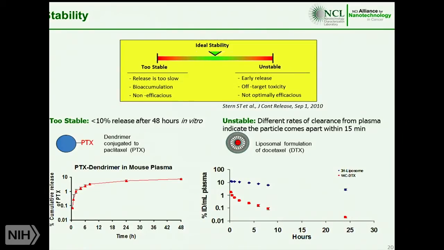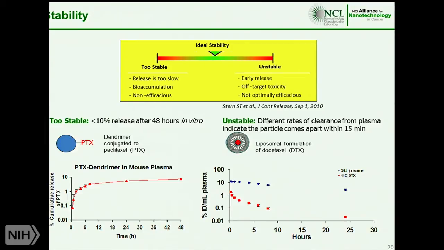This slide is prepared by my colleague at NCL, Dr. Steve Stern, and the main idea of this slide is to show that nanoparticle stability is very critical to achieve very good drug delivery and good efficacy in terms of cancer therapy. If nanoparticles are too stable, these particles do not release the drug or release the drug very slowly. As a result, they are non-efficacious and they are accumulating in the tissues.